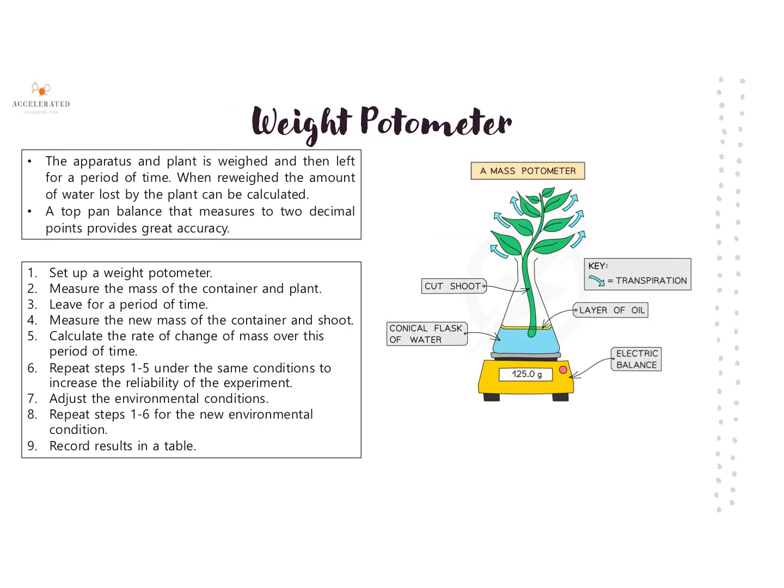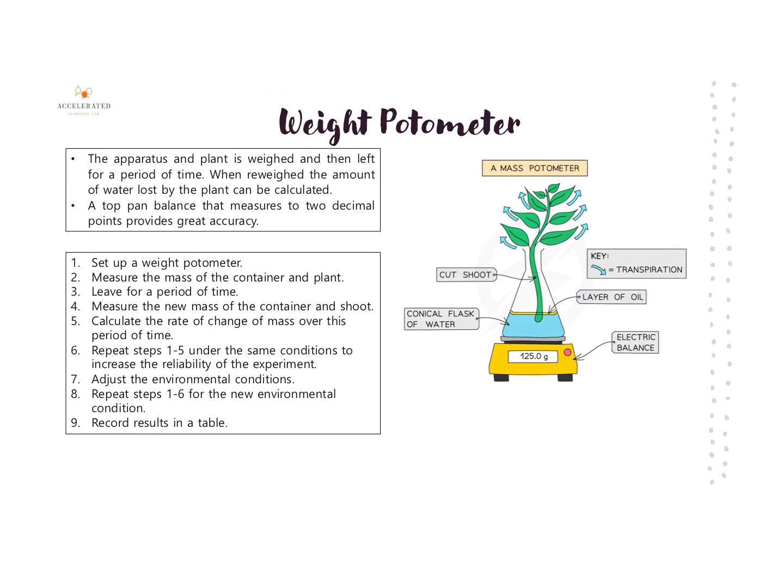Now, there is another one we could use, a weight photometer. The apparatus and the plant are weighed and left for a period of time, and then we can calculate our water loss. All we're doing here is putting our plant, our shoot, into our water, stem down. The leaves have water, and it's going to evaporate, it's going to get lost, and water will be taken up. We just look at the difference between our mass calculations.